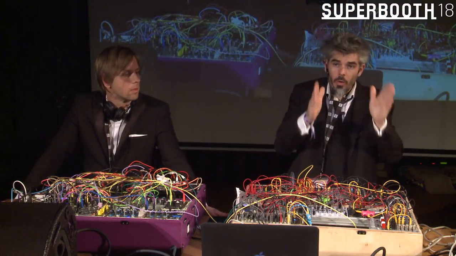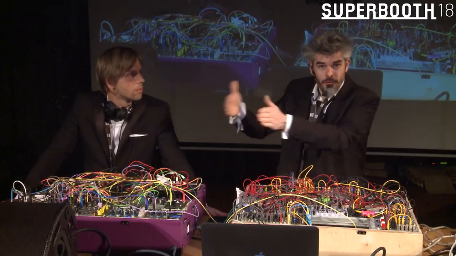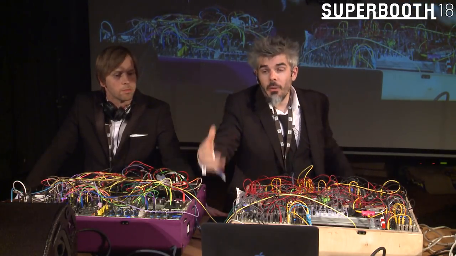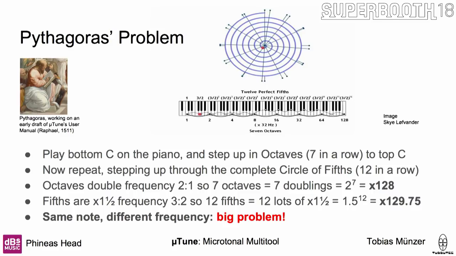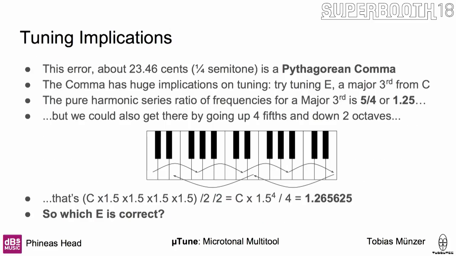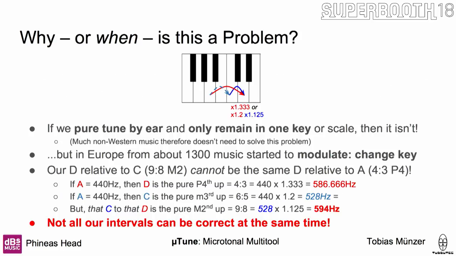So if you do 12 lots of 1.5, you end up with a different number. So the same note, but a different frequency. And obviously that's a big problem, because which one do you pick? So this has implications on tuning as well, because how do you get from, say, a C to an E? Well, C to an E has a perfect ratio, which is 5 to 4, or 1.25. But you could also go perfect fifth, perfect fifth, perfect fifth, perfect fifth, then down 2 octaves, and again, you get a different number. So which one is correct?